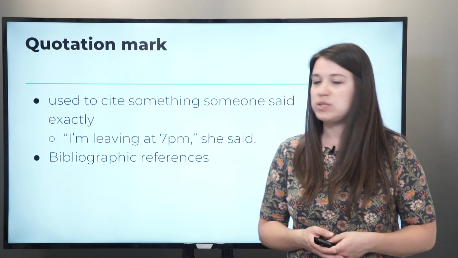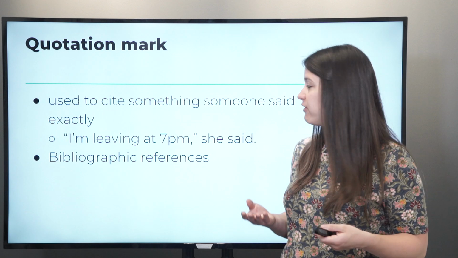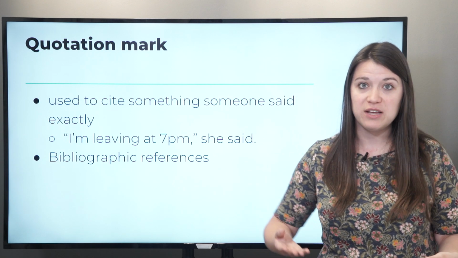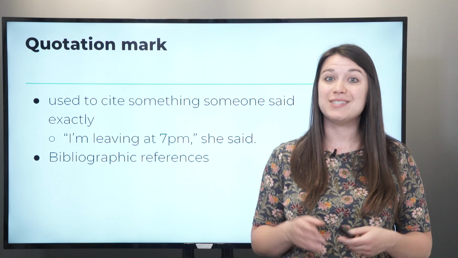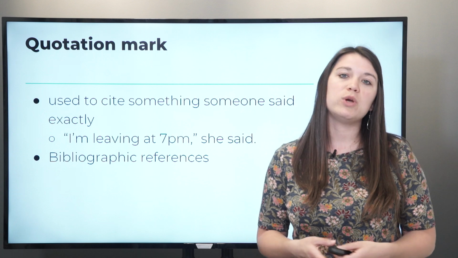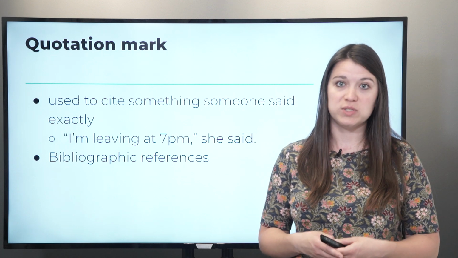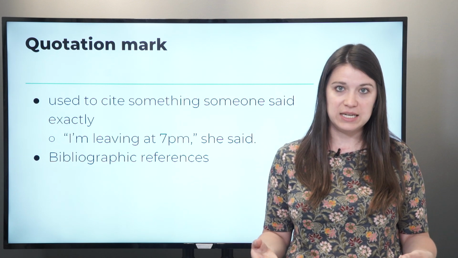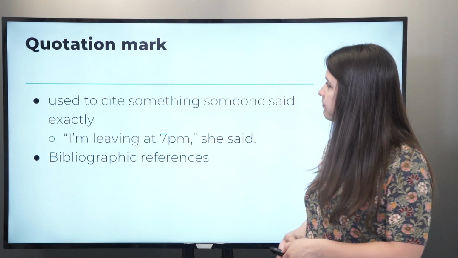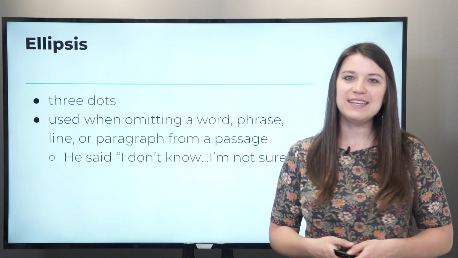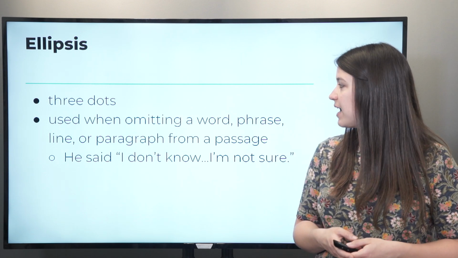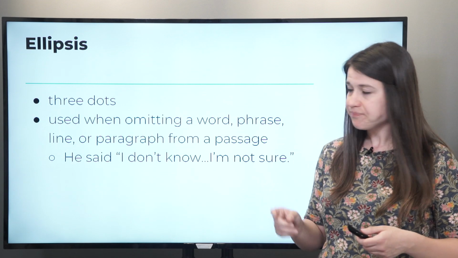And we can also use quotation marks for bibliographic references. So if you write a paper for the university, for example, you will have to cite your references. So you'll use quotation marks when you want to reference those books or articles or magazines or whatever it is that you're using in your paper. Okay, and finally, the ellipsis. Okay, so we use an ellipsis. This is three dots, dot, dot, dot.